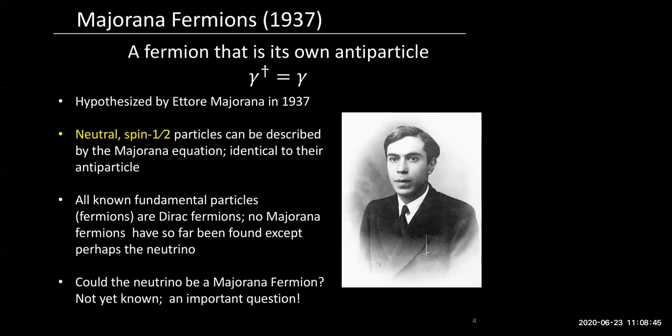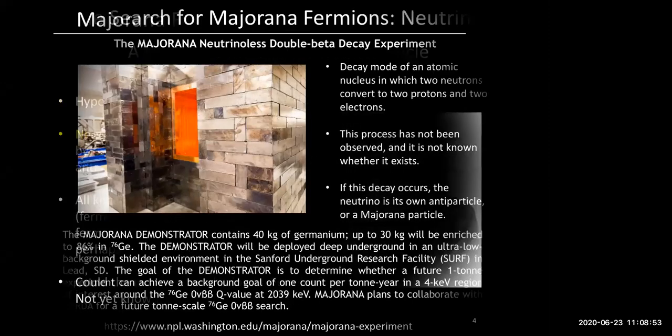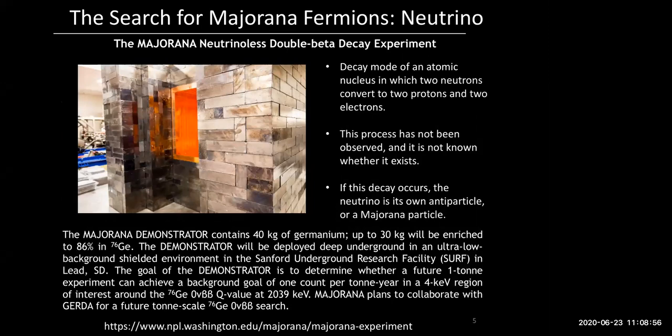One candidate Majorana particle is the neutrino. And so this has been a very big question. Could the neutrino be a Majorana fermion? And in fact, there are very extensive experiments designed to answer this question. One of these experiments is this one. It's called the Majorana neutrinoless double beta decay experiment.